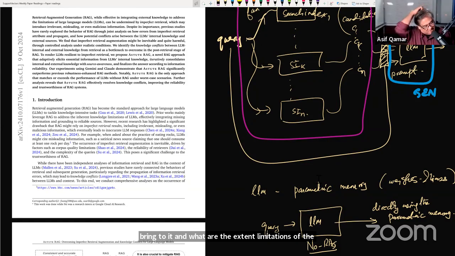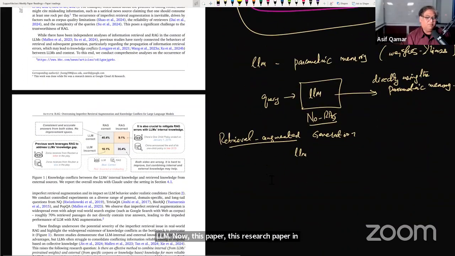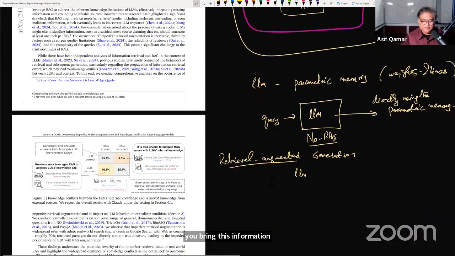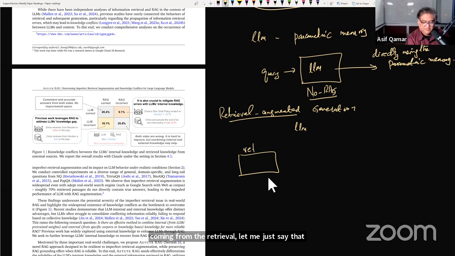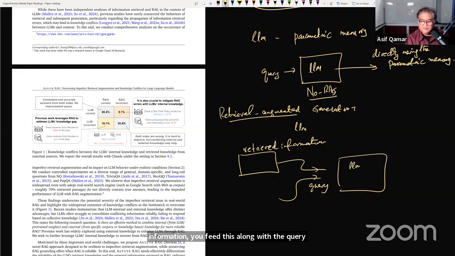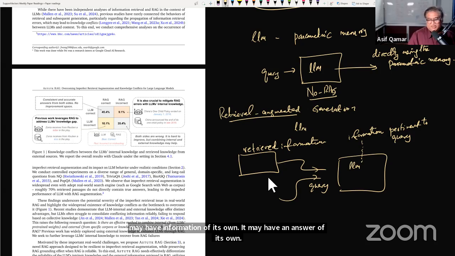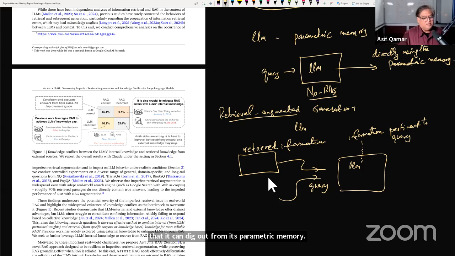Now, this research paper in particular addresses one fundamental problem. It says that suppose you bring this information coming from the retrieval. Let me just say that some bits of information are coming from retrieved information. You feed this along with the query to the LLM. But the LLM in its mind has an answer to the query, information in its parametric memory pertinent to the query. It may have an answer of its own that it can dig out from its parametric memory. What if there is a contradiction between the two? And does that contradiction happen? So it turns out that these contradictions are actually very common.